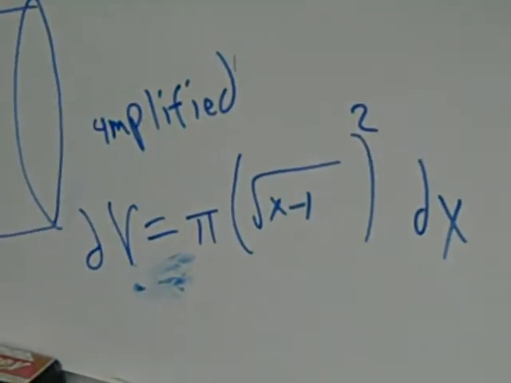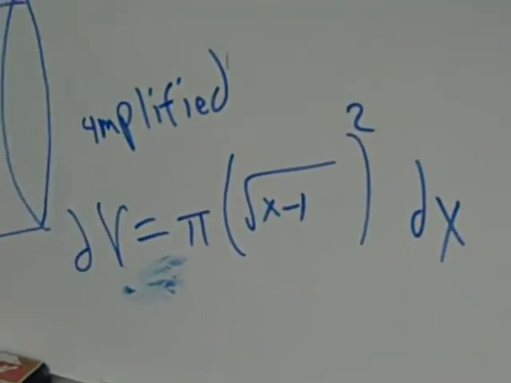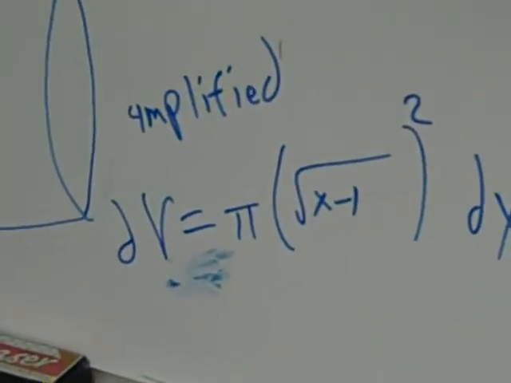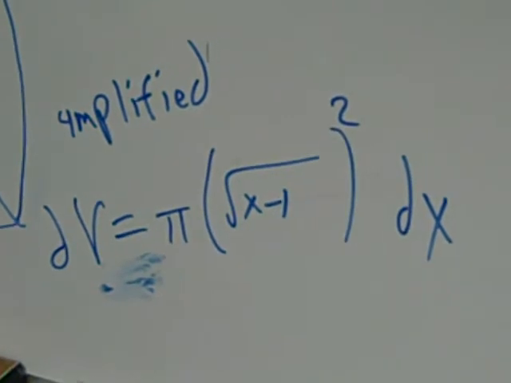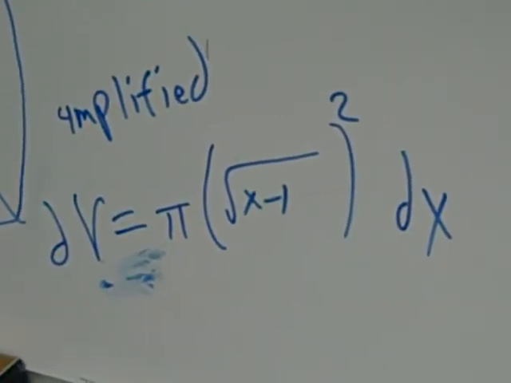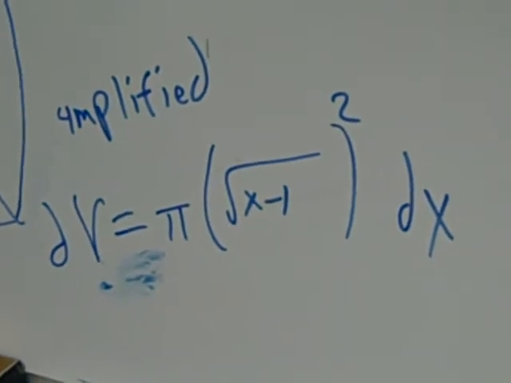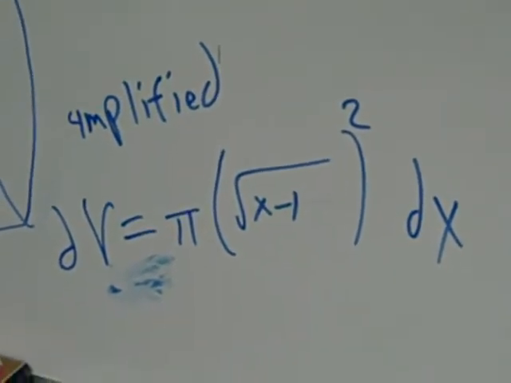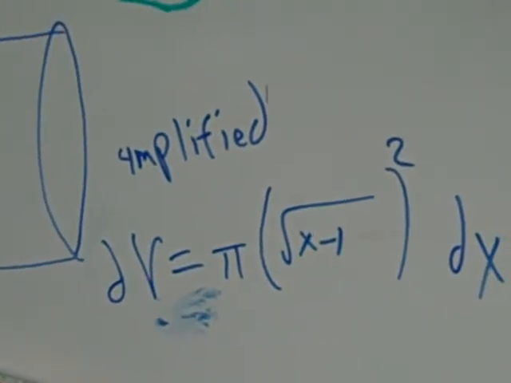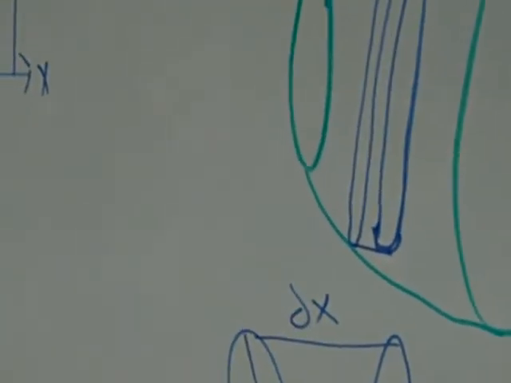But now it's pi r squared h, right? The volume of a cylinder from geometry is pi r squared h. Now this infinitesimal volume, dV, is pi times the quantity radical x minus 1, squared, dx. Now observe that radical x minus 1 squared is just ordinary x minus 1. So we can clean that up, and we'll do that in a minute by algebra. But until then, just bear with me.